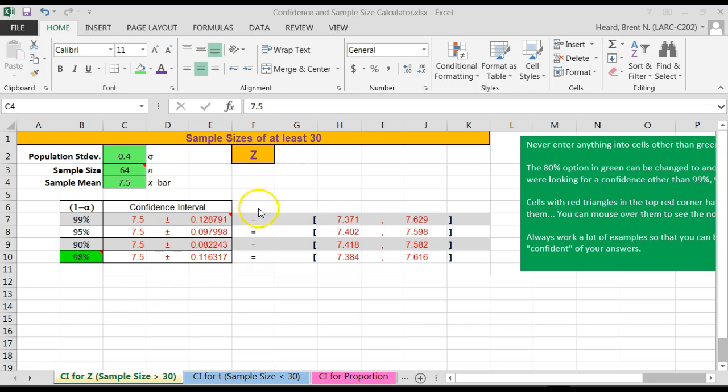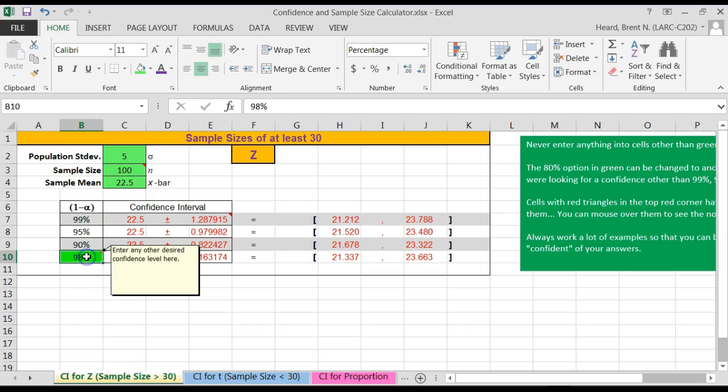Let's just enter our information in. The population standard deviation, or sigma on this one, was 5.0. All right, the sample size was 100. The sample mean, or X bar, was 22.5. Now, they want 98%. Now, it may be that yours is set to 80% here. All you have to do is go in and just put 98. Boom. It gives it to you.